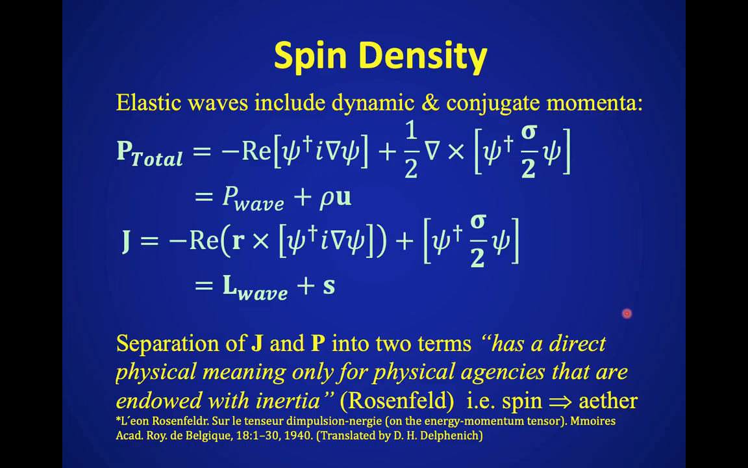So elastic waves have two types of momentum and angular momentum. There's the wave momentum associated with propagation, also called dynamic momentum. And then there's the conjugate or intrinsic momentum, which is due to the actual motion of the material. And likewise, there's two types of angular momentum. There's the wave or orbital angular momentum, and then there's also the spin or intrinsic angular momentum. And these intrinsic or conjugate momenta imply the existence of some kind of inertial substance. And we can think of the vacuum as having material inertia, or we can just call it an ether, which is the old term for that.